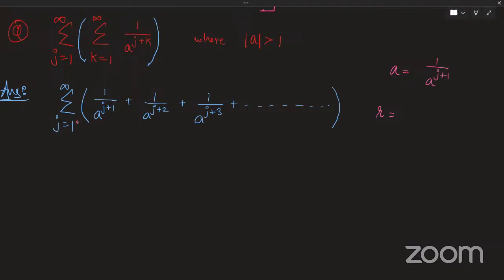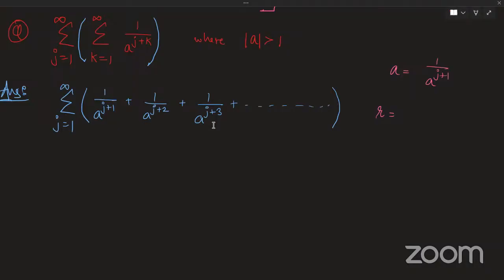No, wrong. Can anyone else tell me? Bhaskar, Gayatri? A raised to j plus 2 by a raised to j plus 1, sir. Okay, so what is that? Give me the final value. Anyone else? Let me see. Ashrita, Gayatri, what is the common ratio of this series?